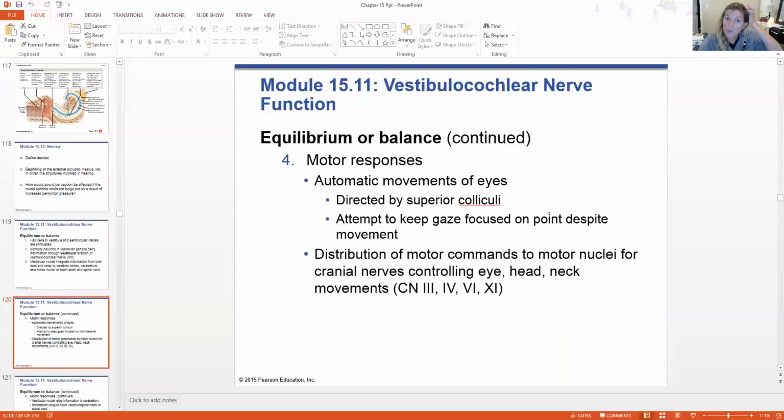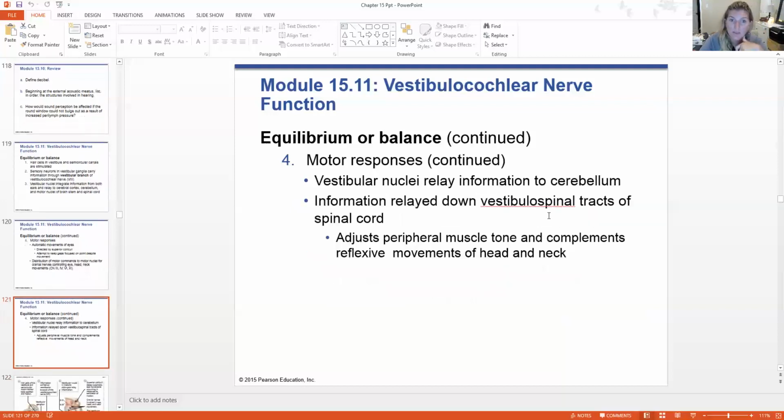So there's also a motor response, like automatic movements of the eye. This is all directed through the superior colliculi of the midbrain. It keeps your gaze focused on one particular point instead of moving, right? The distribution of motor commands through the motor nuclei of cranial nerves can control the eye, the head, the neck, all those kind of head movements. That's through cranial nerve 3, cranial nerve 4, 6, and 11.